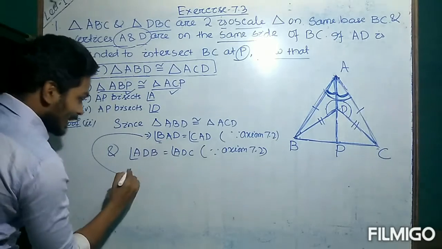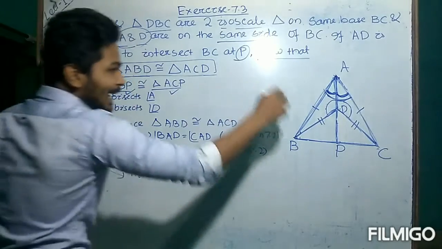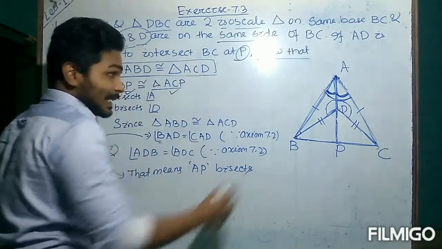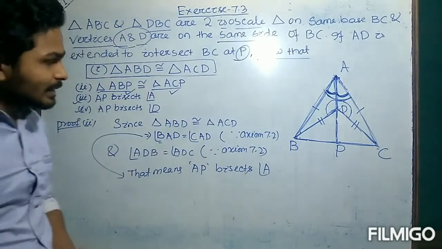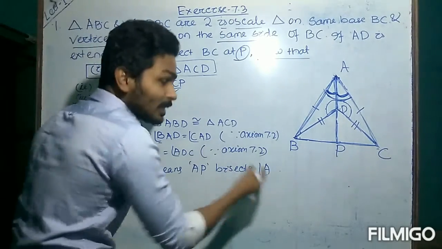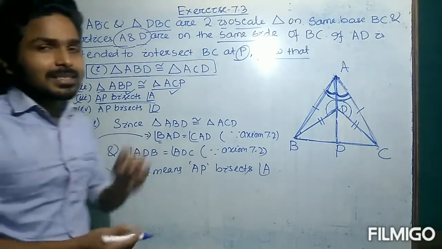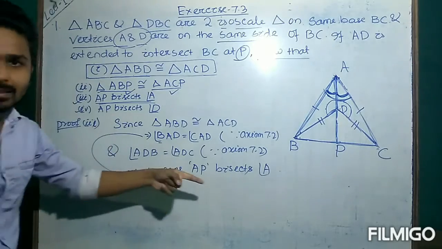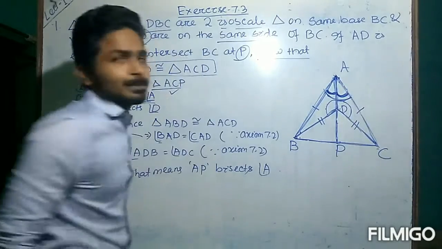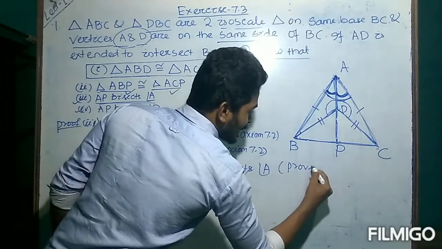Okay? So from this we can conclude that AP bisects angle A. Do you get it? So actually this is the proof of the third statement. See, AP bisects angle A. We have proved the third statement first, before proving the second statement. You can write it as the proof for the third statement. Because it is very easy, that's why I have solved it first. We have proved that this angle and this angle are equal, so AP is the bisector of angle A. So this is the proof for statement 3. Proved.